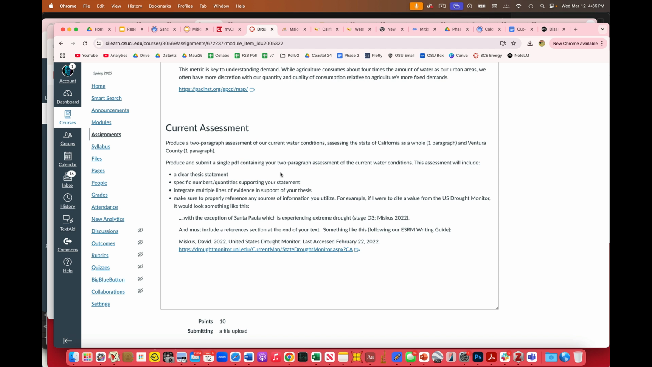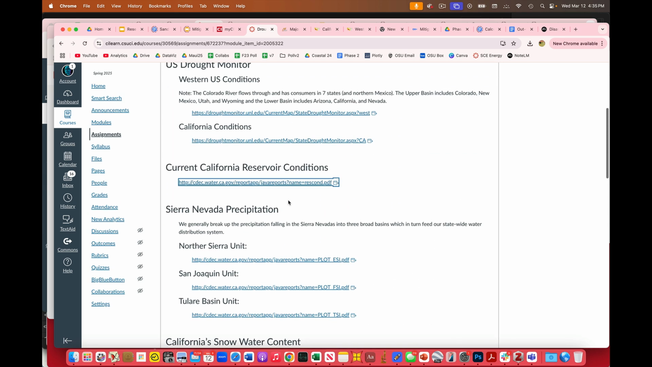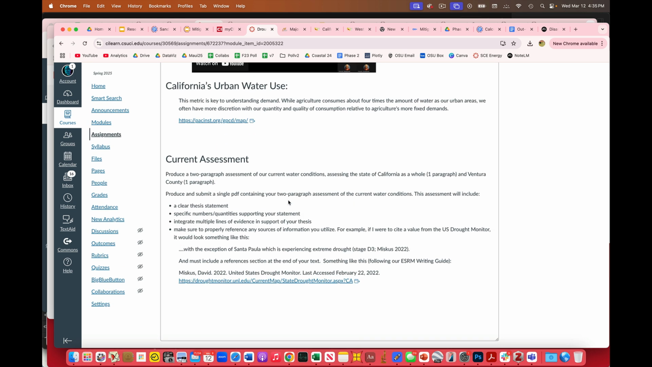From all of these different sources, so the groundwater, the snow, the rainfall, drought, and so on, tell me what's going on in these places. For each, one for California and one for Ventura, I want you to have a clear thesis as to what you think is going on in the context of water conditions here right now, as of this week. And be very specific. Don't just say, oh yeah, we're doing great, or yeah, we're in drought. Why do you say that? Cite specific numbers and where you got those numbers from. So, something like this.